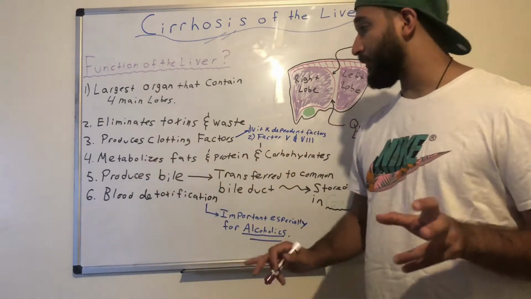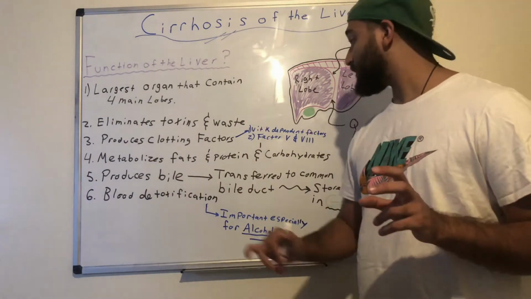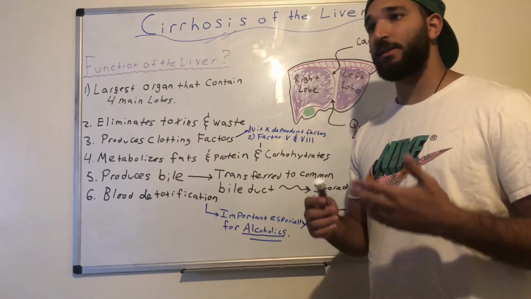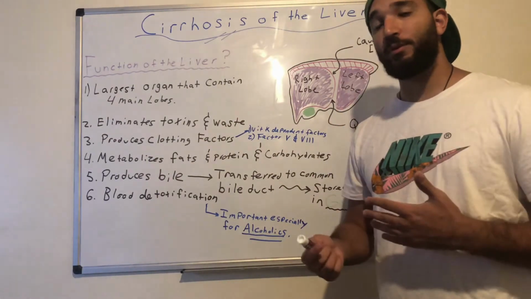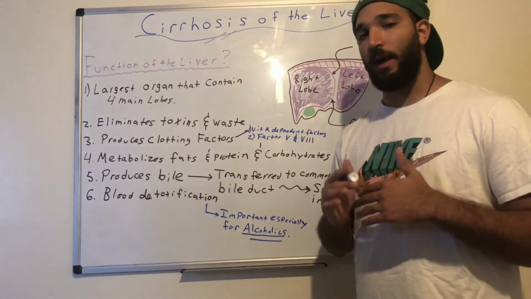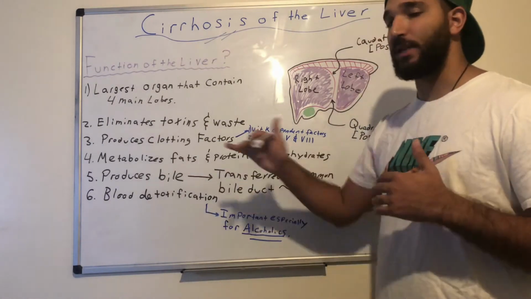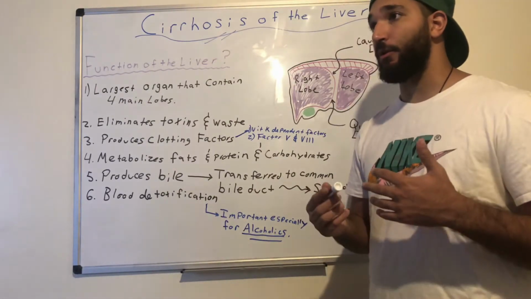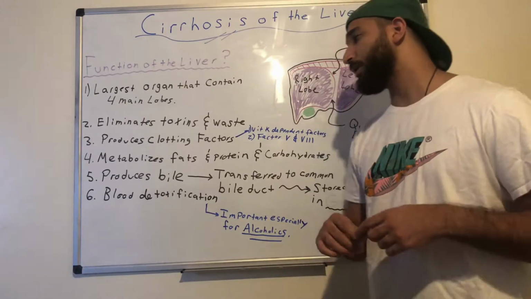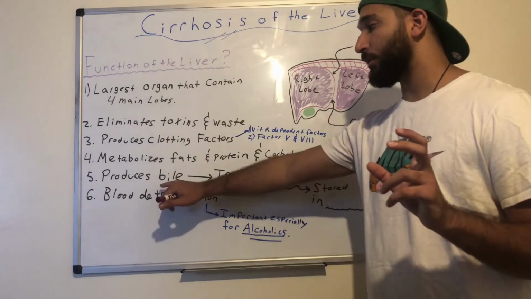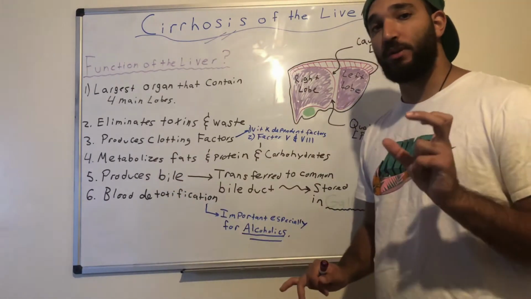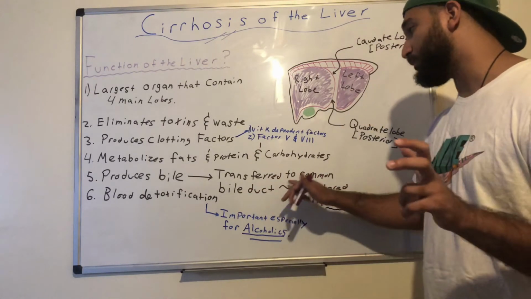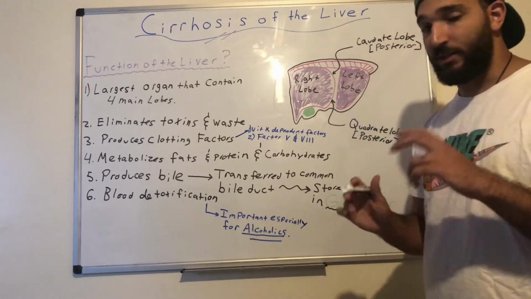The 4th function of the liver is that it's going to help metabolize fats, proteins, and carbohydrates. Typically in the United States, a lot of patients take in fatty foods. So if the liver is not functioning at 100%, it's not going to be able to metabolize those fats and proteins and carbohydrates, therefore causing other major issues. Also, the liver has the function of helping produce bile. Specifically, it transfers that bile to the common bile duct, and it's stored in the gallbladder.